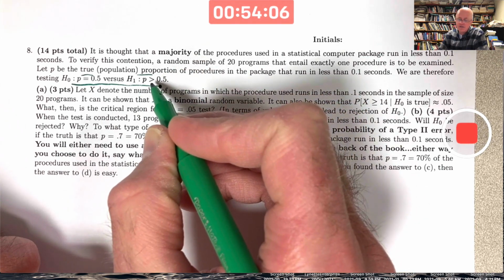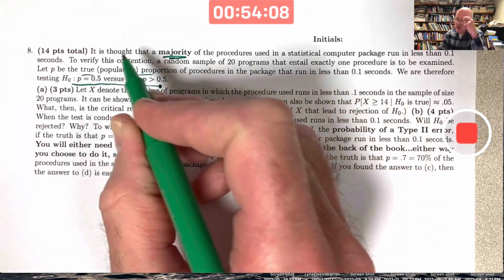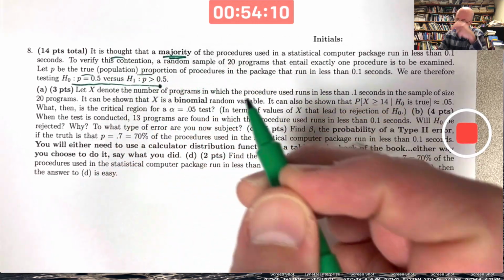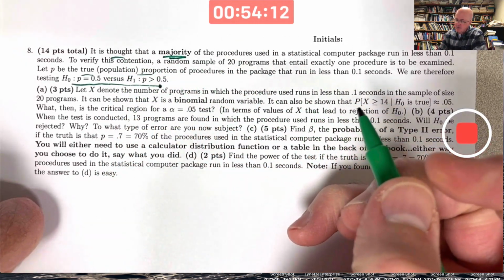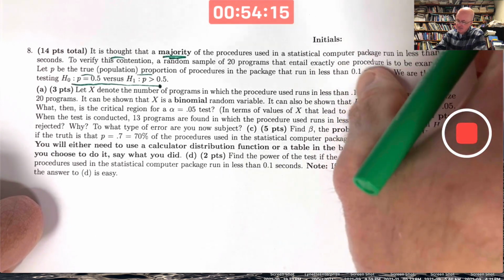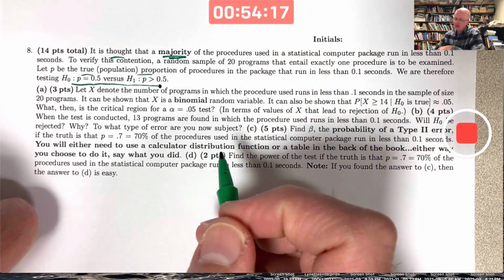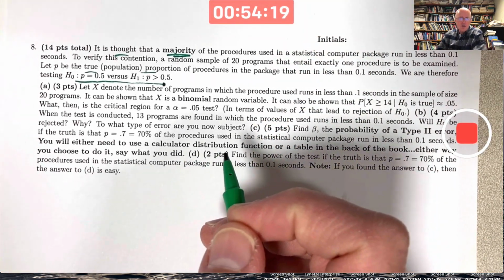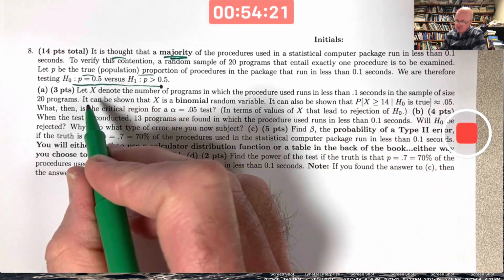Why this? It's a right-tailed test because of the word majority. It is thought, the theory is, that most procedures run it in less than 0.1 seconds. We've got to test that. So it's a hypothesis testing situation.